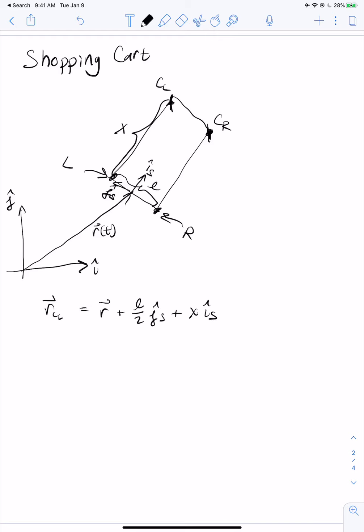And so you could go through all the same math that we did before. You would get some cross products. And what you would find is that the velocity of this left caster wheel is not always going to be completely parallel with the direction that the shopping cart's facing, i hat S. There's going to be some component that points in the j hat S direction. And that should make intuitive sense if you've ever used a shopping cart.